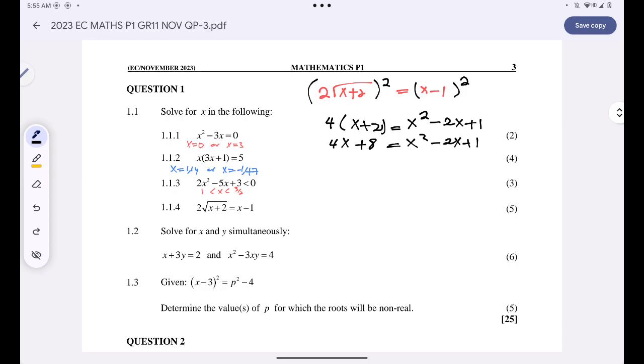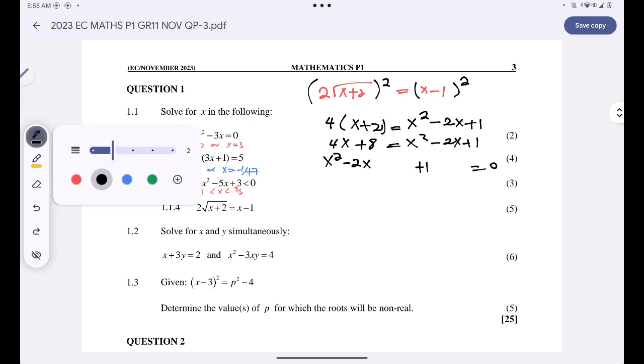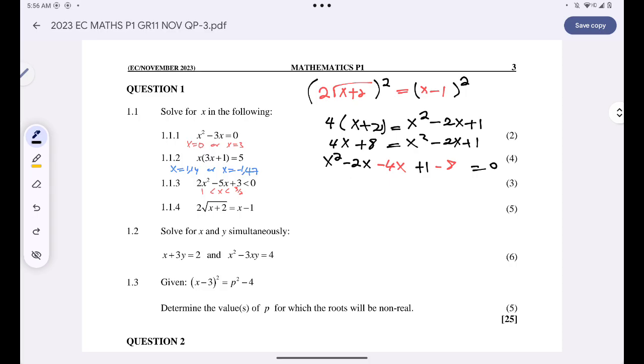Then I must make sure that my equation is in standard form. I'll simply have x squared minus 2x plus 1 is equal to 0. What I will do is to take the 4x to the other side. It will become negative 4x, and the 8 to the other side, it will also become negative 8. Right, together, and then I'll end up having x squared minus 6x minus 7 is equal to 0.